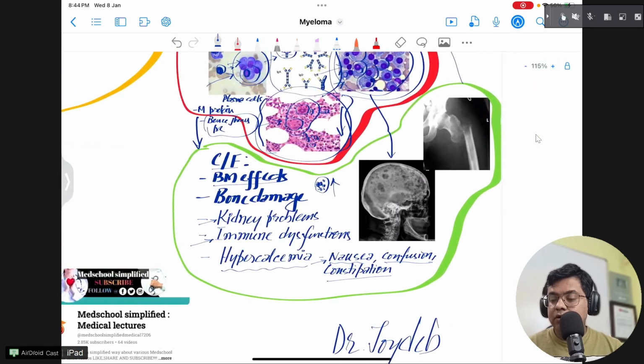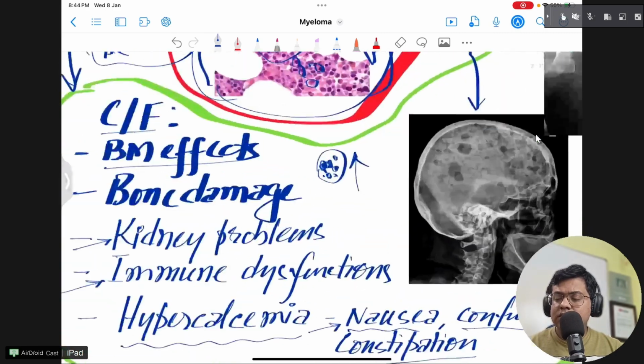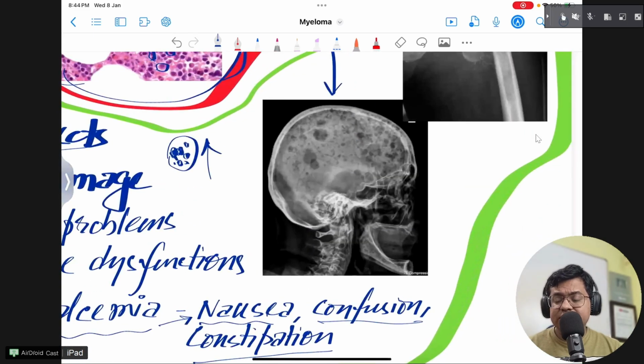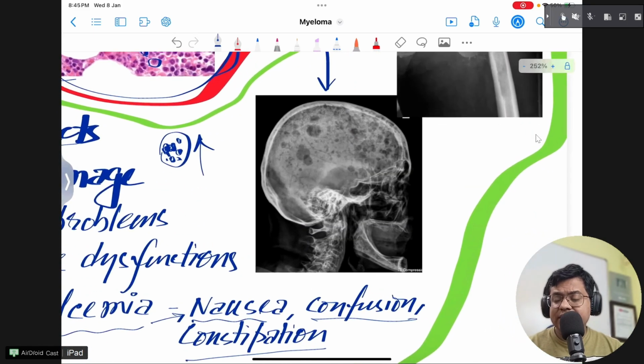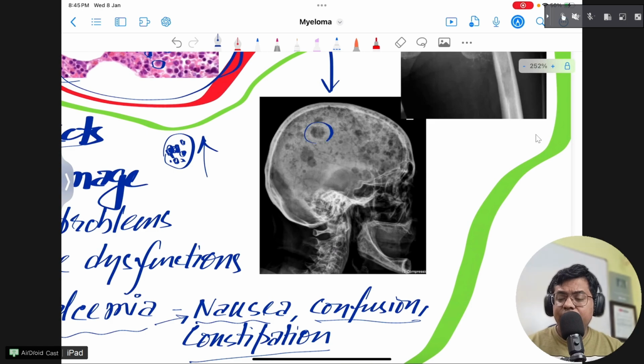Now, coming to some radiological manifestations of this disease. Here in this X-ray, you can see there are a few abnormal areas. These areas are known as lytic lesions.